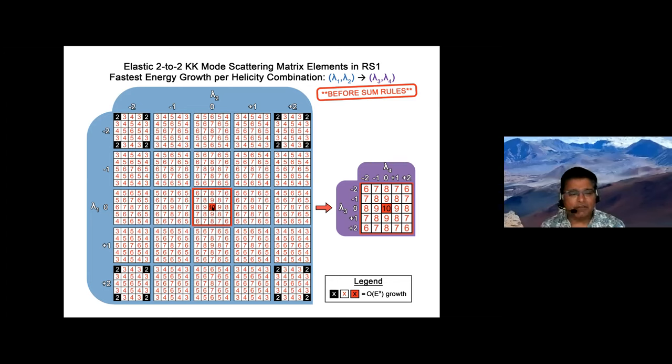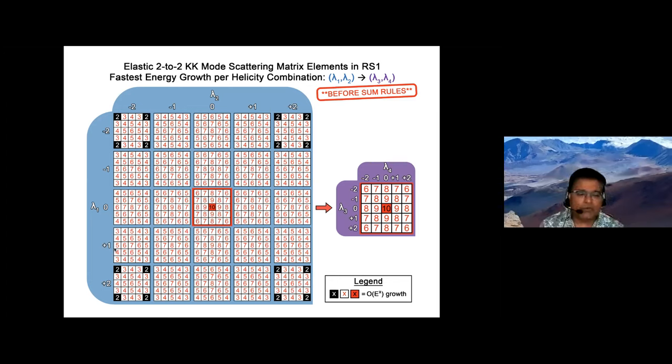Here's 0,0 goes to 0,0. That has contributions that go like energy to the 10th. And as expected, that's the worst possible helicity combination. Here's the dependence before applying any sum rules for all other combinations. And not surprisingly, the helicity 2, helicity 2 to helicity 2, helicity 2 is perfectly well behaved. It just goes like energy squared.